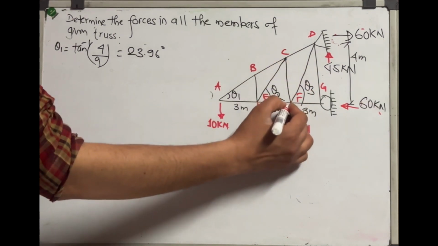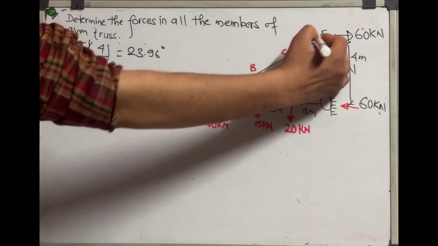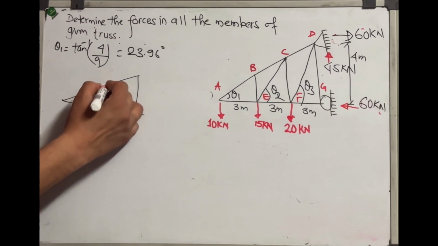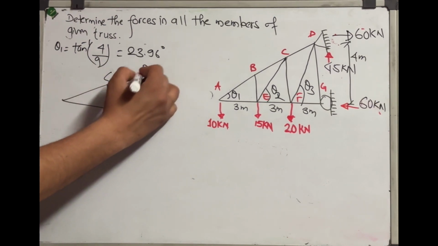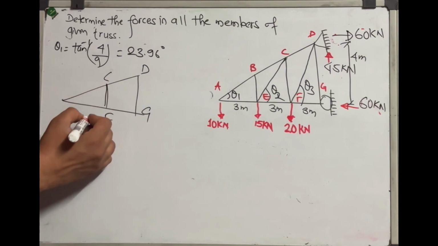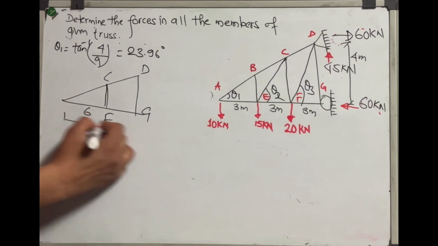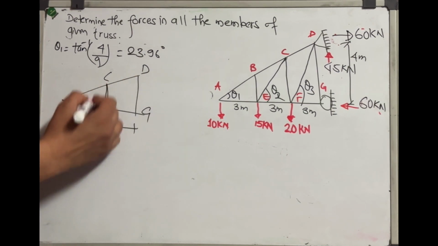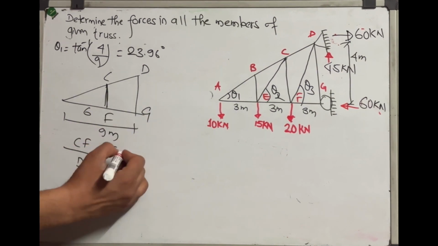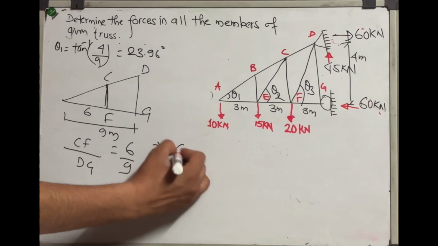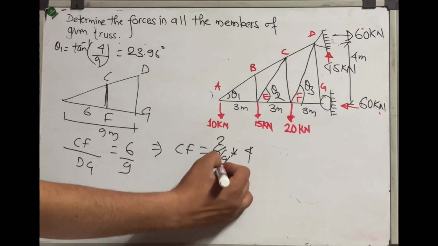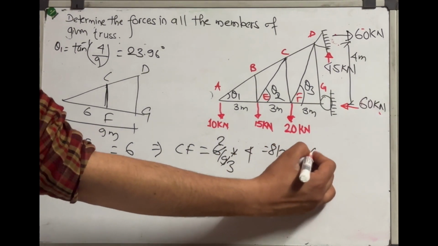For this you have to determine this height CF, right? So you can take this big triangle and this triangle as similar triangles, CF and DG, right? So you can determine this height CF. This is 6 meter, this total is 9 meter, right? So CF divided by DG is equal to 6 divided by 9 using the property of similar triangles. CF is equal to 6 by 9 into DG, which is 4 meter, right? So this is 8 by 3, that will be 2.67 if I do fix 2.